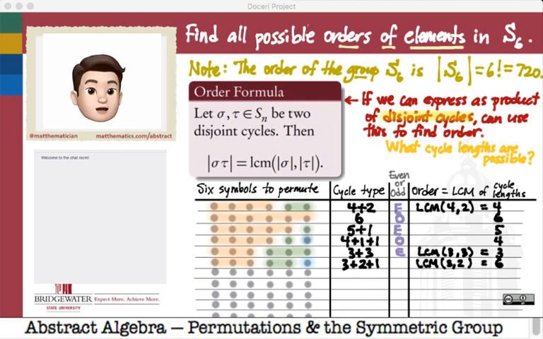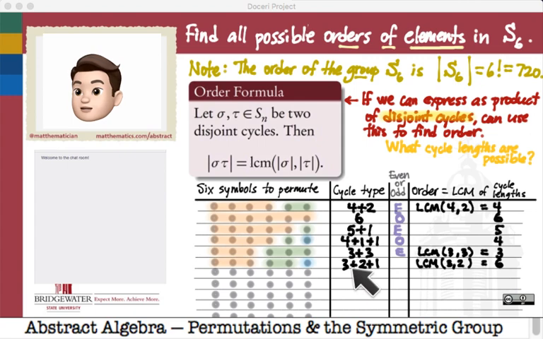So let me pause right here and just point out that, so far, we've seen 2 different types of elements inside of S6 that have order 6. There's the 6 cycles, but there's also the 3 plus 2 cycles, the product of a disjoint 3 cycle with a 2 cycle. Same thing with order 4. We've seen 2 different types of elements that have order 4 inside S6. A 4 plus 2 cycle, but then also just a 4 cycle. Right? Those both have order 4.